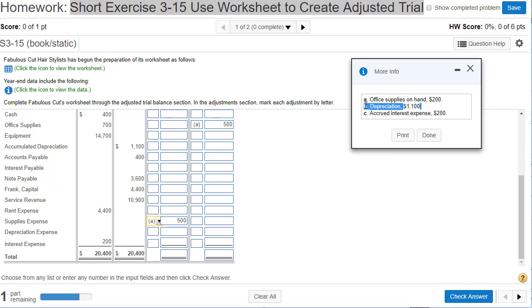Adjustment B, depreciation was $1,100. So do you remember the adjustment for depreciation? First of all, we have depreciation expense, which is down here. So we have to record depreciation expense. So let's see, what asset is depreciating? So it's our equipment. So as the equipment is used up, it's depreciating. So it's losing some of its value.